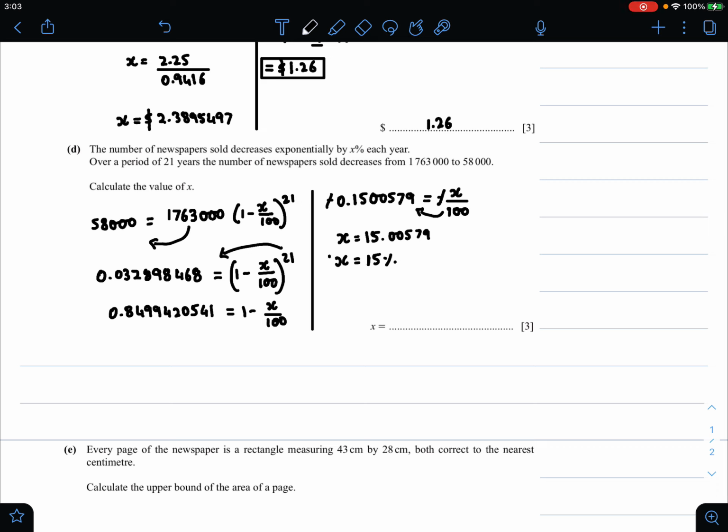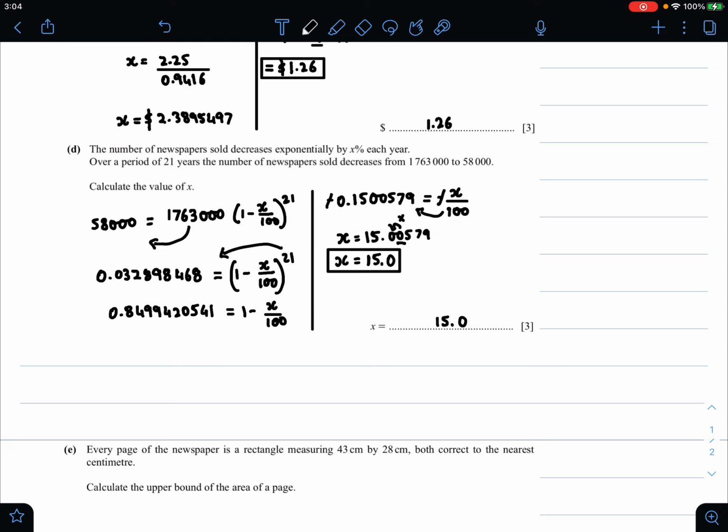This is because the fourth significant figure, which is 0 in this case, is lesser than 5, so it doesn't round off the third significant figure to the next number. Therefore your value of x will be 15.0. Now let's move on to part E of this question.